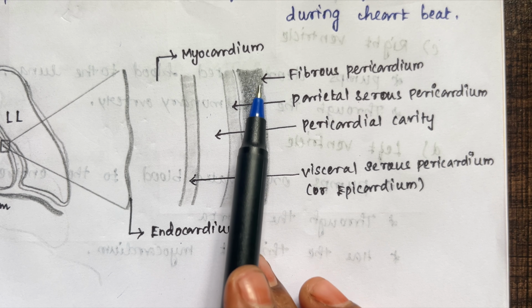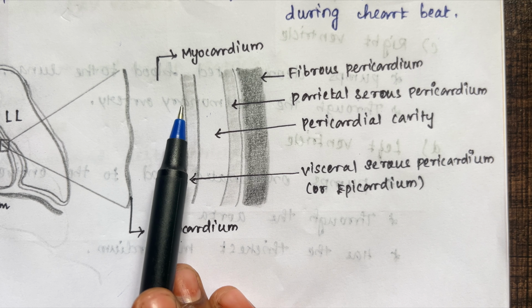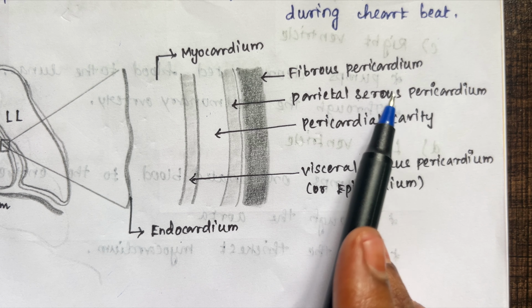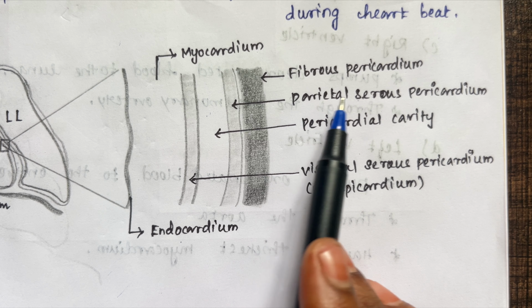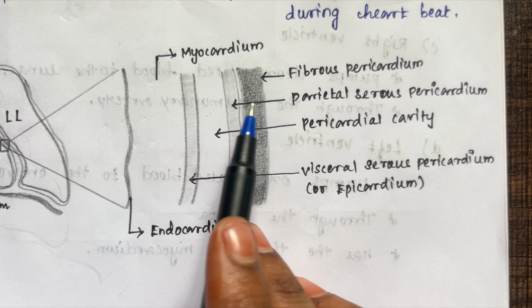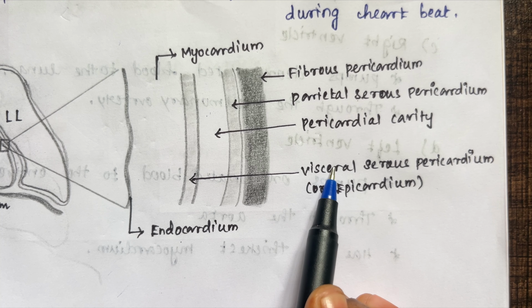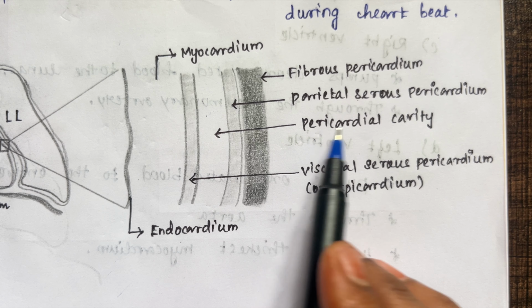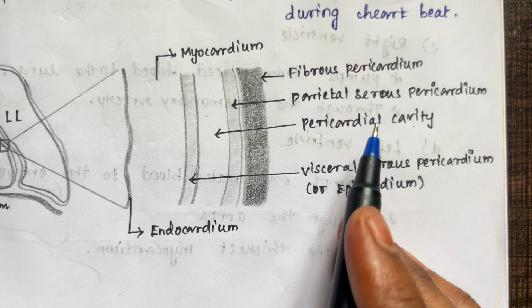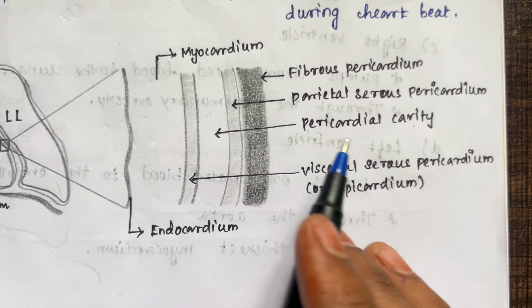So the outermost layer of the pericardium is called fibrous pericardium. The next to it is serous pericardium. It has two layers which is parietal serous pericardium and visceral serous pericardium. The cavity in between the parietal and visceral serous pericardium is called pericardial cavity. In that only we will find the fluid which is pericardial fluid to reduce the friction.